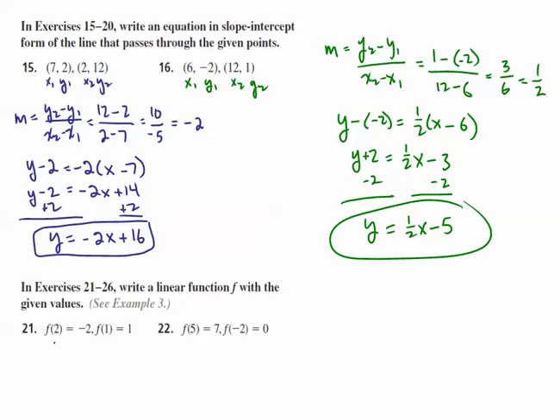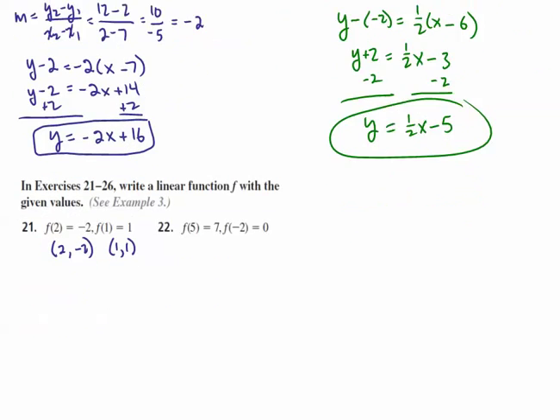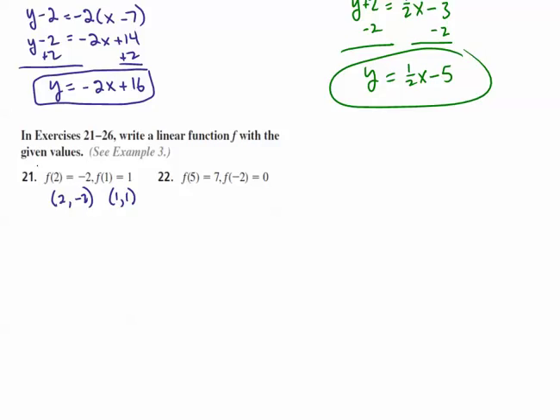F of 2 equals negative 2 tells me when x is 2, y is negative 2. F of 1 equals 1 means when x is 1, y is 1. I'll scroll down just a little bit to give us some more room here. At this point, we label our points x1, y1, x2, y2, and we begin. M is equal to y2 minus y1 over x2 minus x1. Oops, I didn't label that correctly. y2 is 1 minus y1 is negative 2, over x2 is 1 minus 2.